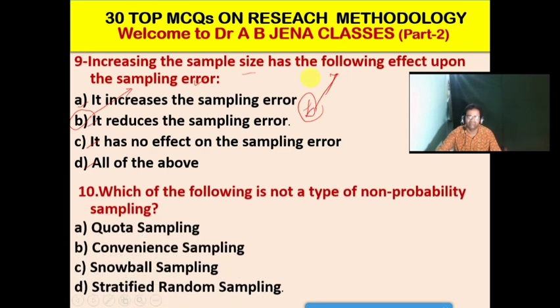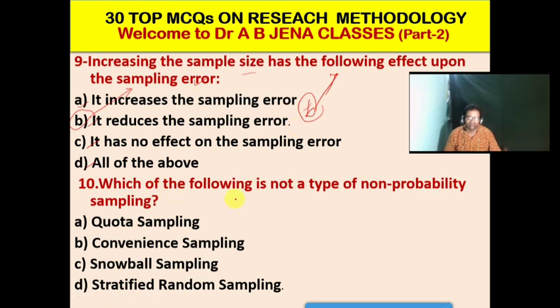So next one MCQ. Which of the following is not a type of non-probability sampling? A, it's quota sampling. B, it's convenience sampling. C, it's snowball sampling. D, it's stratified random sampling. Friends, so D is the right option for this MCQ. Stratified random sampling is not a type of non-probability sampling. So D is the right option for this MCQ.